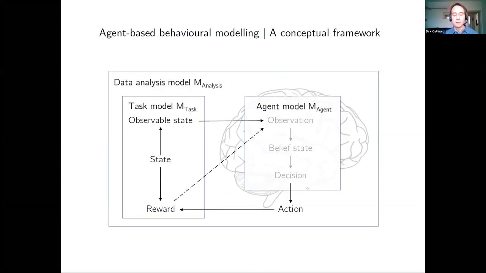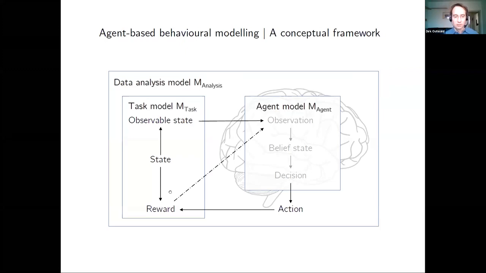On the other hand, by agent-based behavioral modeling we mean a conceptual framework that is closely related to the RL framework that we've also just seen in Professor Bartos' talk. We usually distinguish a task model, which corresponds to the environment that usually has some dynamic states, parts of which may be observed by the agents, other parts maybe not. We have agent models that observe parts of the state and often form belief states. So we often work with Bayesian agents that then form decisions and emit actions.